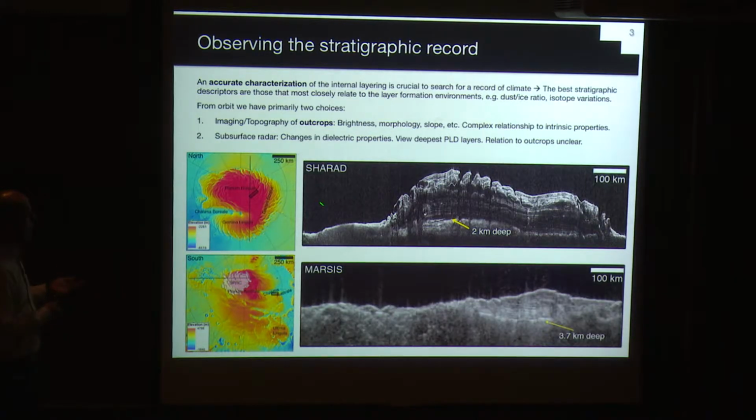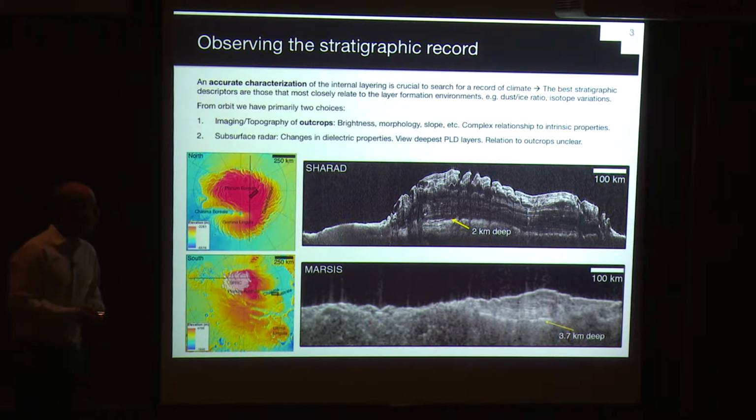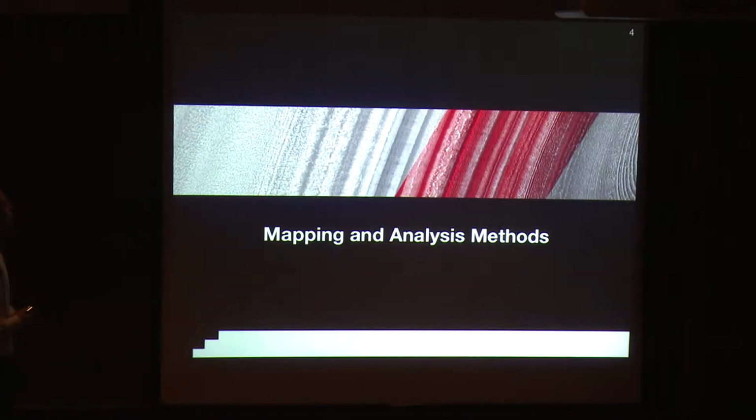With radar, as you saw, we can see the internal structure of the layers. We can view the deepest layers as well. And so this is really great. It's a huge advance to our science. But the relationship between these reflectors and the outcrops is kind of unclear, as Shane also made the point in his talk.